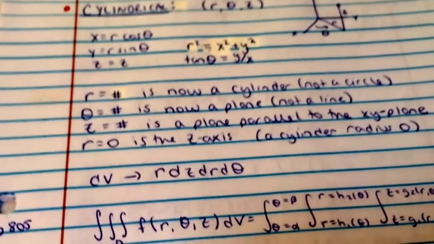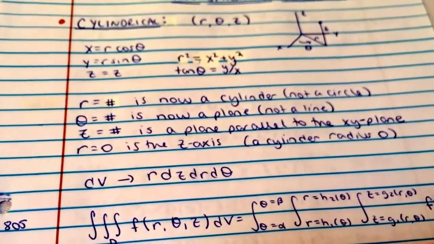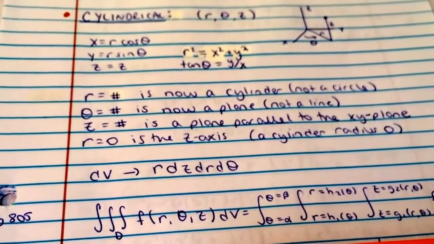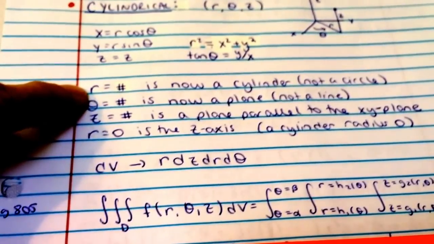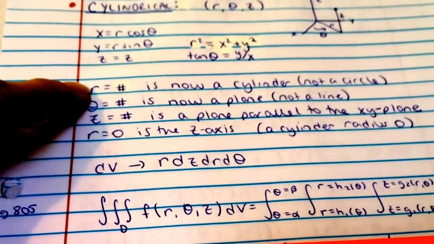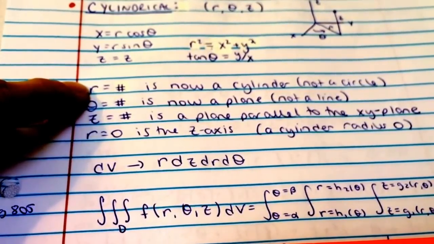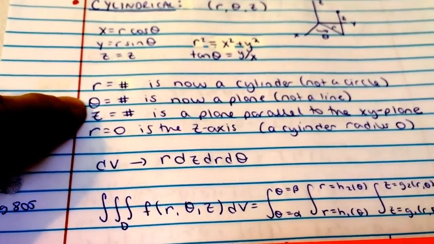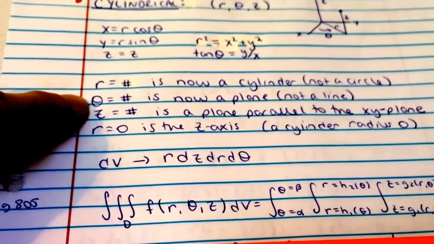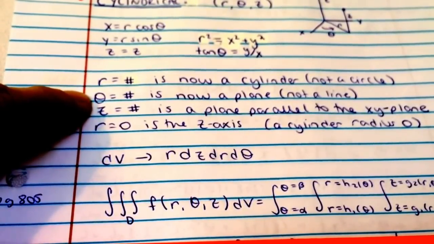The only thing that's in my notes that wasn't in your book is this little section here. It was in your book, but it was more in a paragraph form and with a specific example instead of in general. So I think this is an easier way to look at it because it's in general. If you have r equals a number, in polar that used to be a circle, but now in cylindrical it's a cylinder because the z is free, so it's going to move up and down and make a cylinder out of that circle. Before, theta equals a number used to be a line, but now because the z is free, the line's going to move up and down. That's going to make a plane.